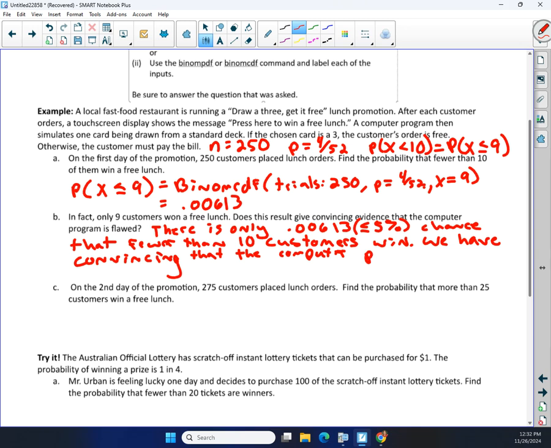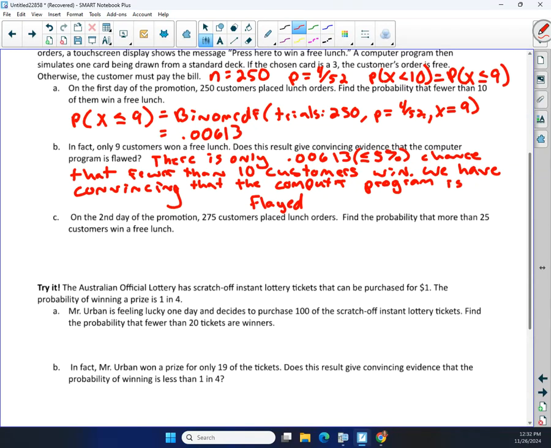That says computer, by the way, sorry. Computer program is flawed, because that didn't happen by accident. There's only a 0.00613 chance it would happen by accident. All right, one last little part.